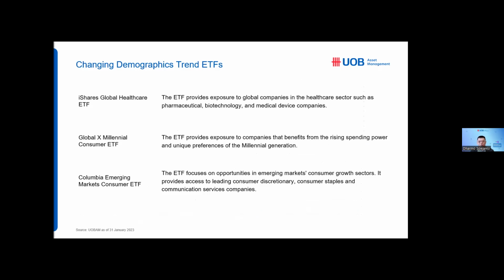Basically, from each trend, we pick 3 ETFs to represent it. We select these ETFs based on their performance and how well they fit into the trend that we identified. So in changing demographics, what we chose, as we mentioned, was the iShares Global Healthcare ETF. This provides exposure to global companies in the healthcare sector: pharmaceutical, biotech, and medical devices. Then we pick the Global X Millennial Consumer ETF. This provides exposure to companies that benefit from the rising spending power of the millennial generation. The third ETF that we picked is the Columbia Emerging Market Consumer. As we mentioned, as emerging markets become richer, their consumption patterns change, right?